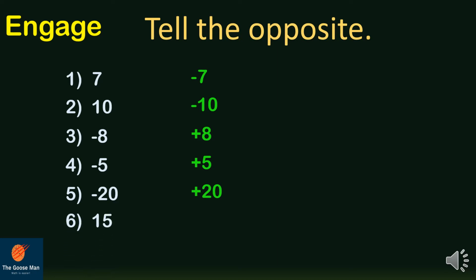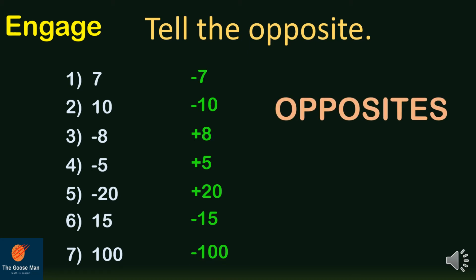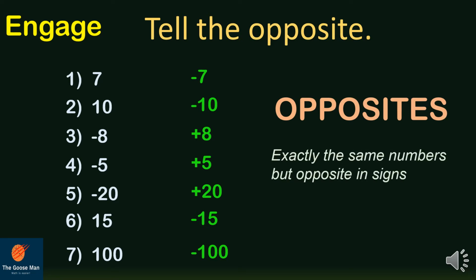Number 6, 15 or positive 15, the opposite is negative 15. 100 and the opposite is negative 100. From this simple activity, we can define opposites as exactly the same numbers but opposite in signs. Or in short, we can say this one as additive inverse.